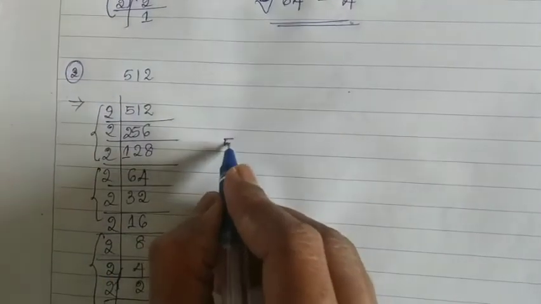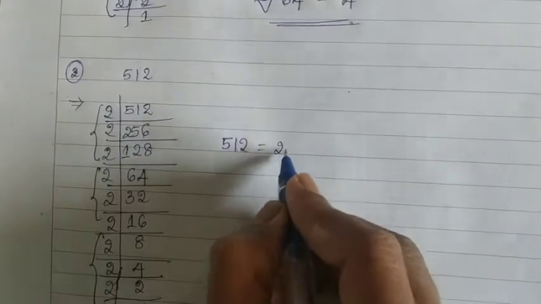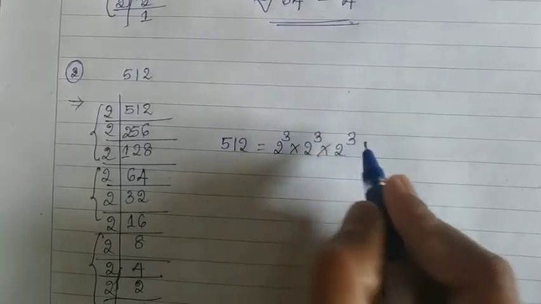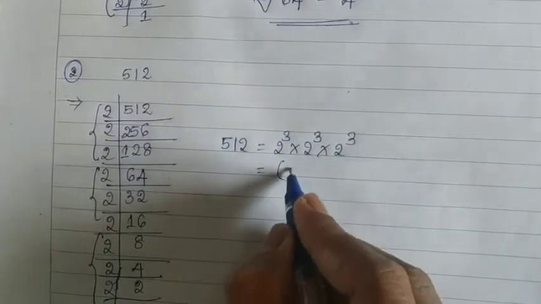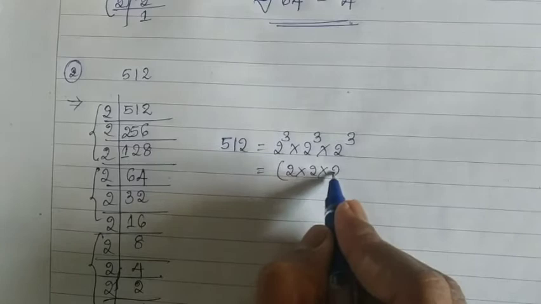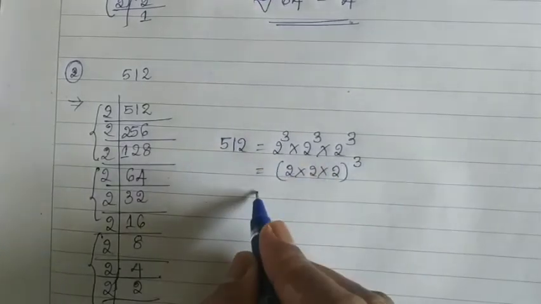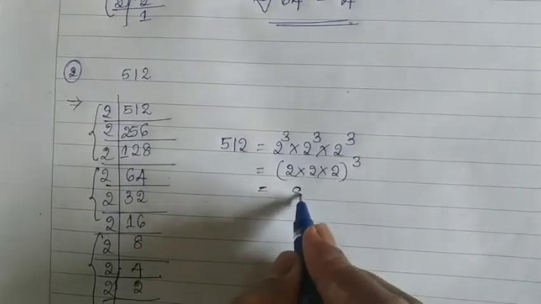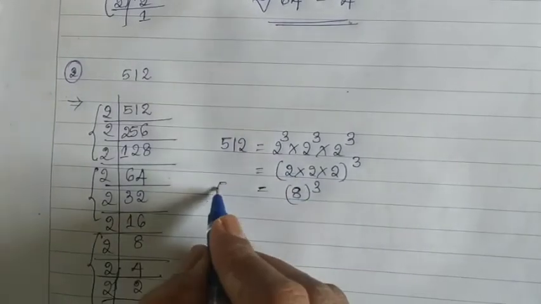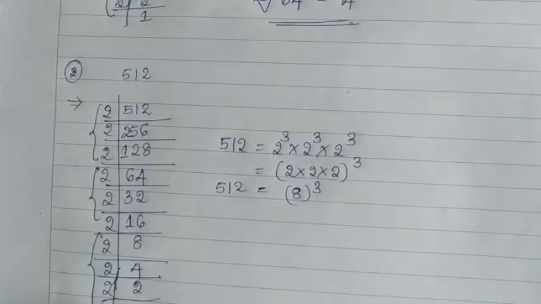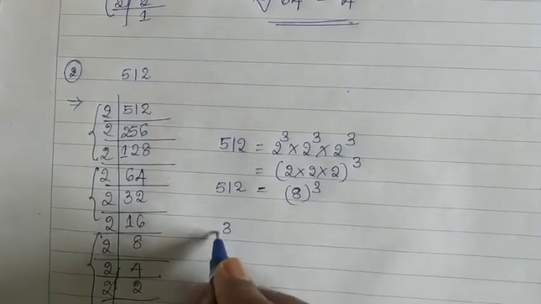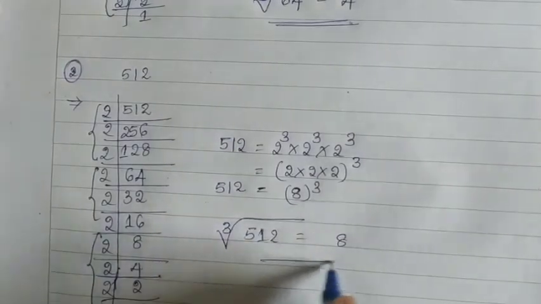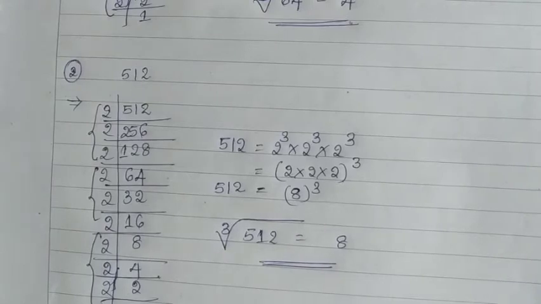Now written, 512 is equal to 2 to the power of cube into 2 to the power of cube into 2 to the power of cube. Now write all the bases in the bracket and write the common power. Now multiply these. 2 2s are 4, 4 2s are 8. 8 cube. 512 is equal to 8 cube. Now the cube root of 512 is equal to 8.